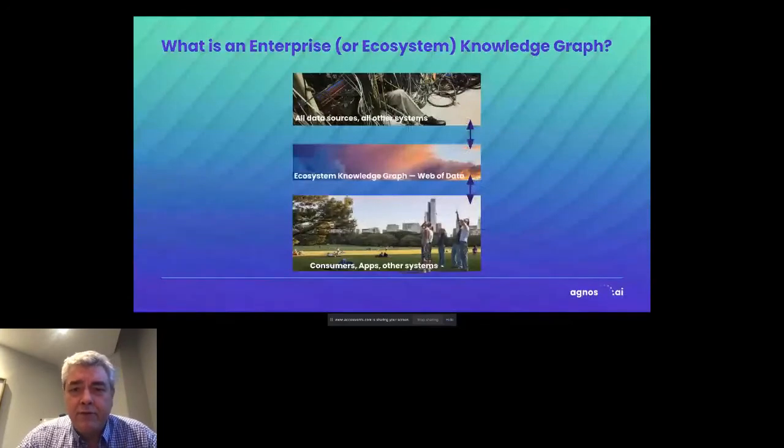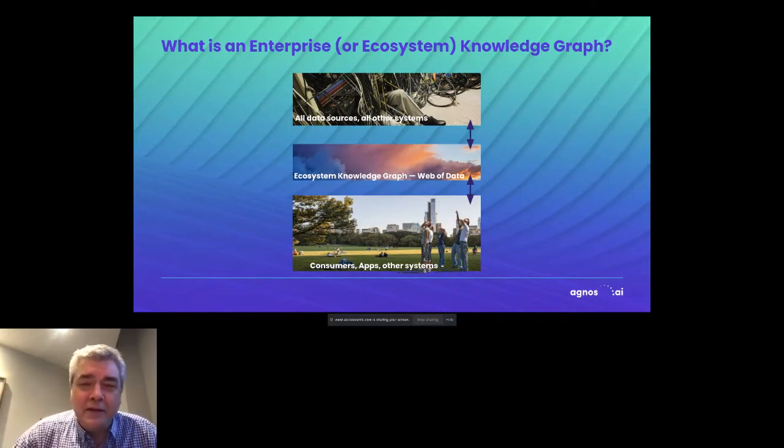Let me start with a very simplistic picture. See the EKG as an ecosystem knowledge graph. It's something that end users see as one thing, just like you see the web. It's the web of data. It's like a beautiful world where all your data is connected, where you see the holistic view of anything. And end users do not have to see all the technical systems and all your data sources, all the mess that you might have behind that layer.